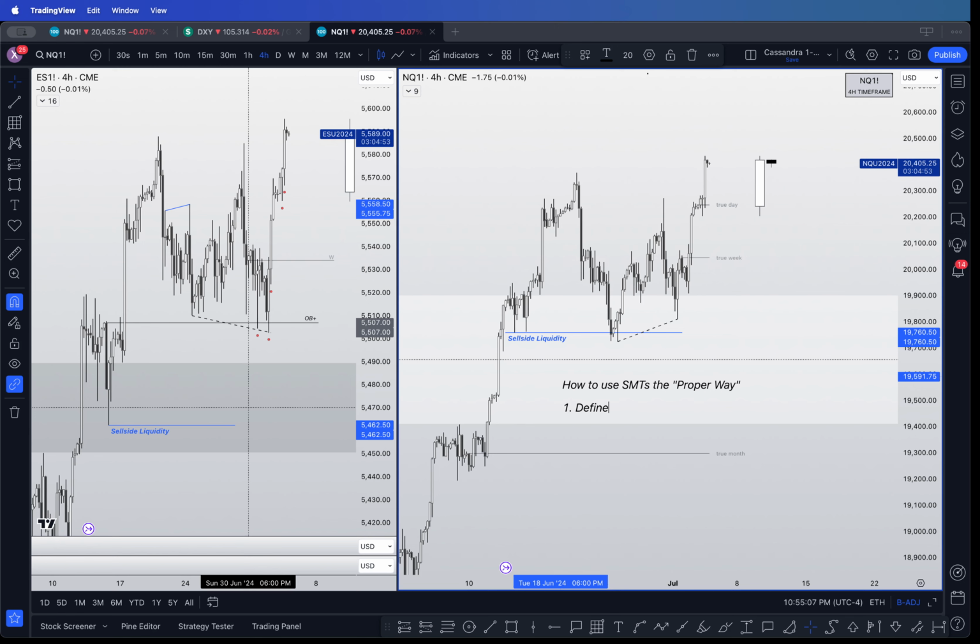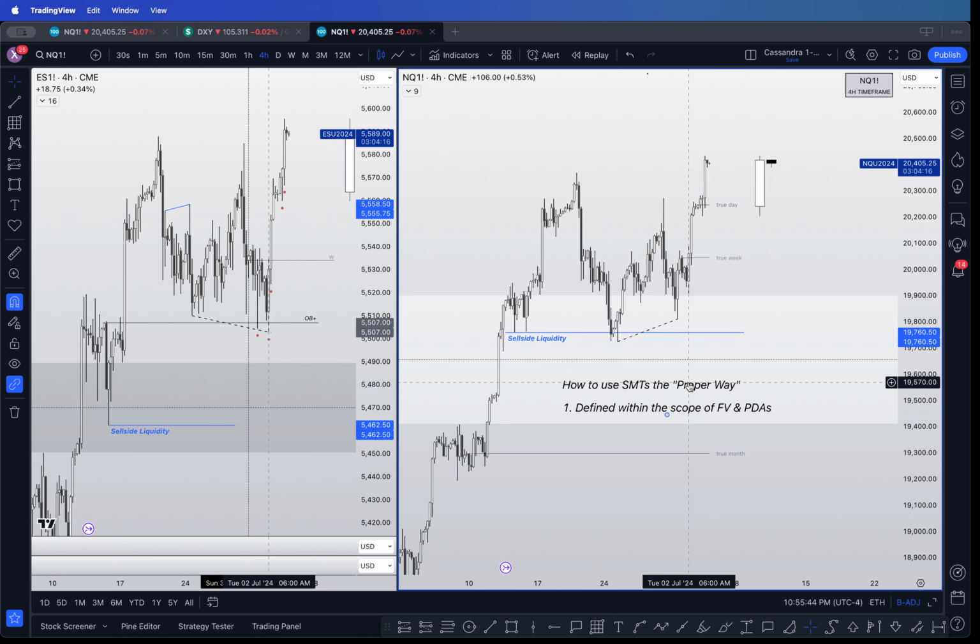within the scope of fair value and PD arrays. PD arrays, by definition, are the market offering fair value. We talked about this in that previous lecture on PD array hierarchy. When the market is not seeking out old liquidity in the form of buy stops and sell stops, it is offering fair value in PD arrays, in premium and discount of dealing ranges. So SMTs, the correct way is to define their validity within the context of fair value and PD arrays.